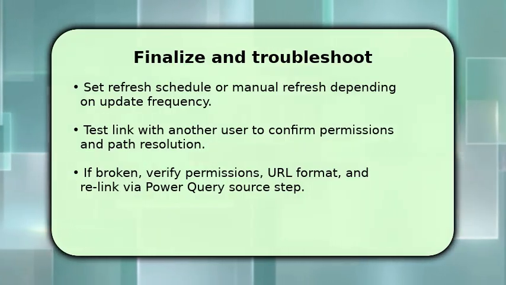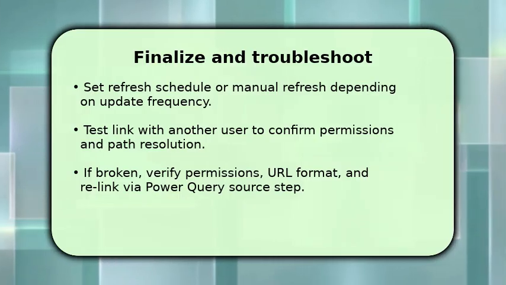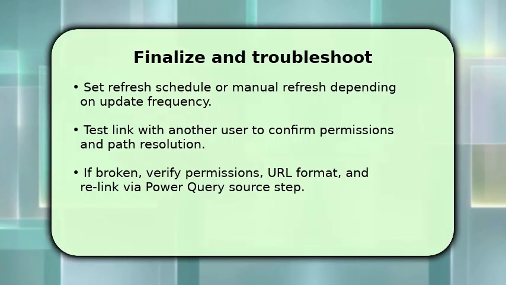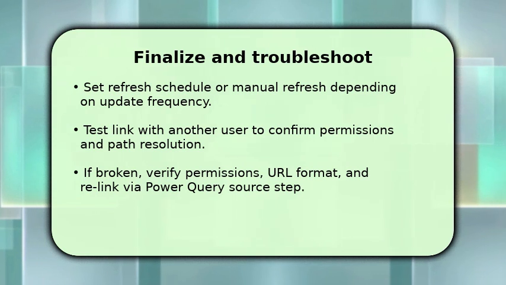If links fail, the key troubleshooting tip is to check SharePoint permissions and the exact URL format in the Power Query source step. Repointing the source to the proper site relative path usually fixes broken connections quickly.